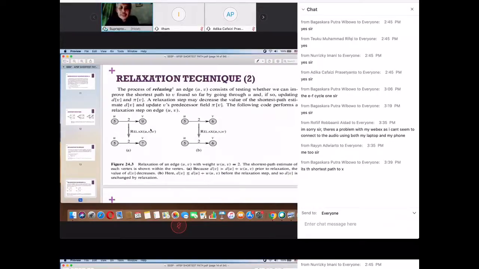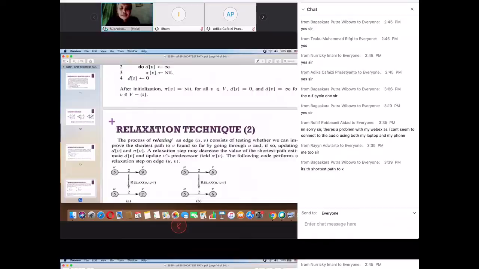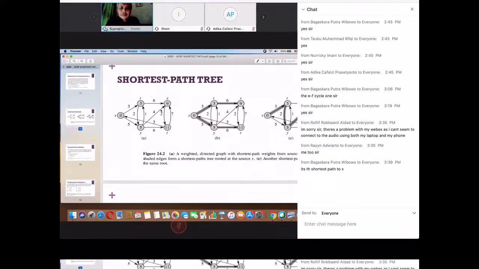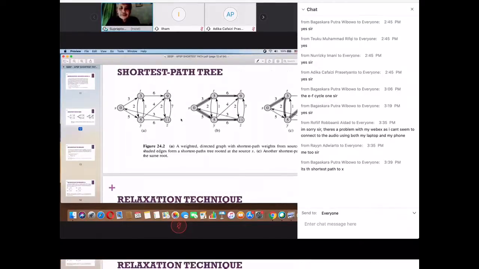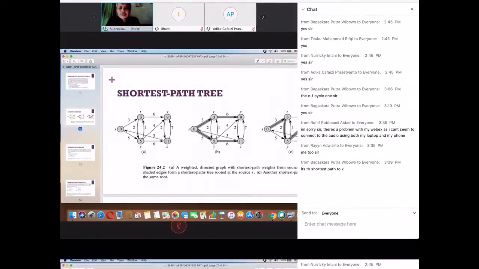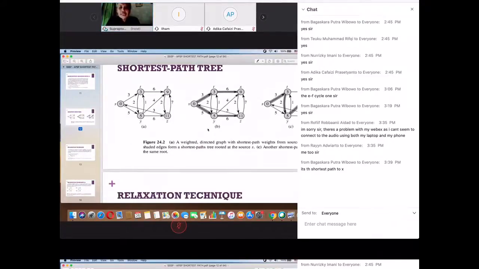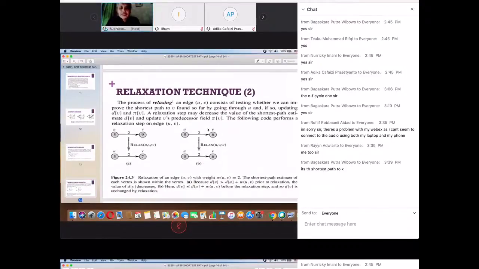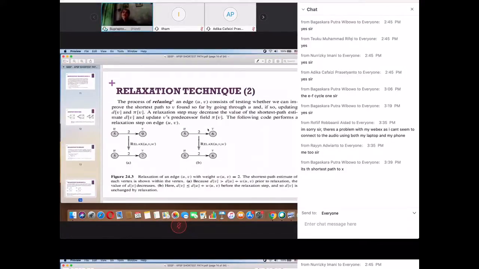That's the relaxation technique. And this is carried out for this illustration to determine this path, using the relaxation technique that we have just discussed. However, in case B, there is no relaxation. How come?